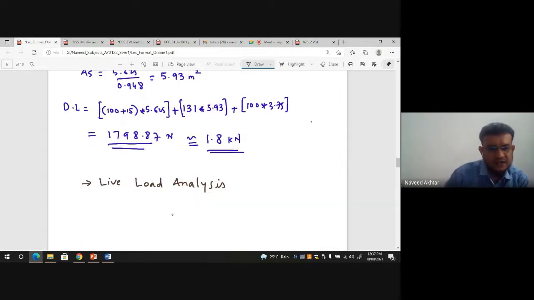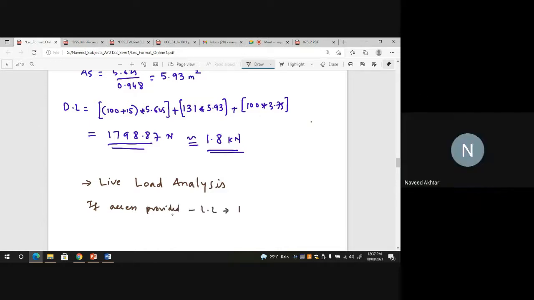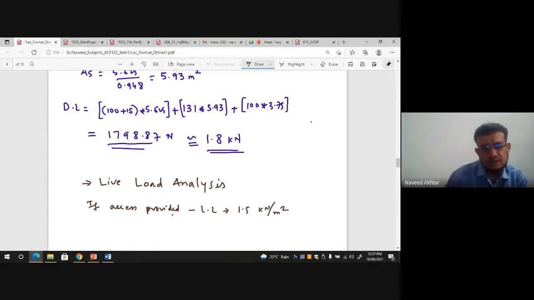If access is not provided, the live load is equal to 0.5 kN. Access provided means if there is access on the roof. If access is not provided, if there is no access on the roof, then there is no way to go up.